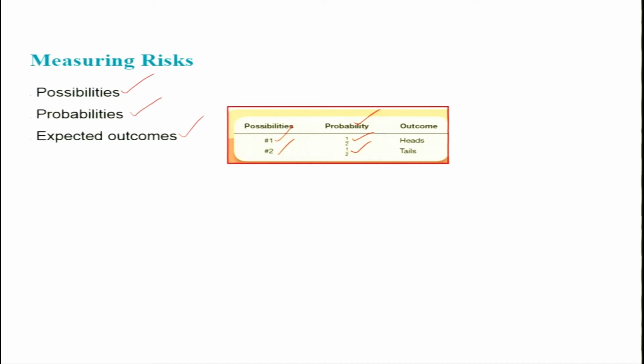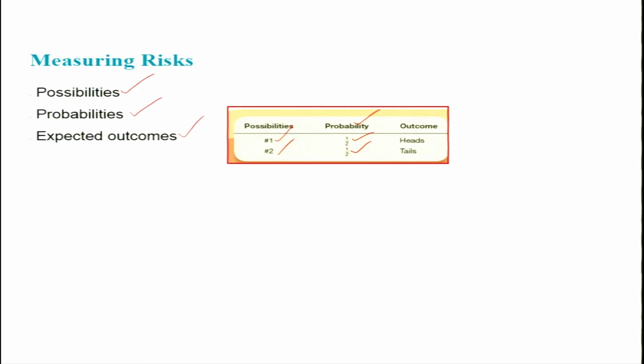Probability, as you may be aware, is a measure of the likelihood that an event will occur. It is always expressed as a number between 0 and 1. The closer the probability is to 0, the less likely it is that the event will occur. So, that is about the probability.